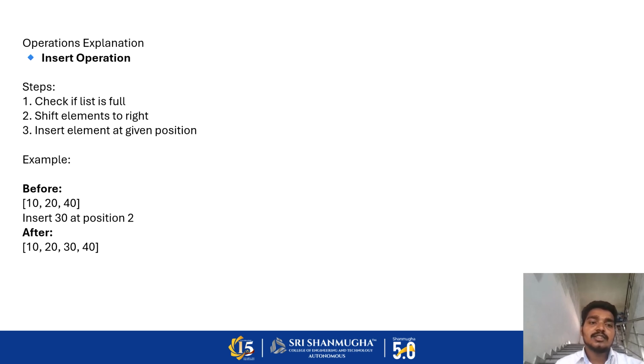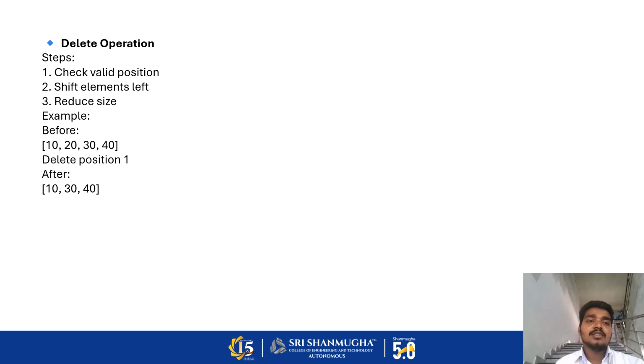First, take the insert operation. You need to check these three steps: check whether the list is full or not, shift elements to the right, and insert the element at the given position. Example: before, the list is 10, 20, 40. Insert 30 at position 2, and we get 10, 20, 30, 40. So you add 30 after 20.